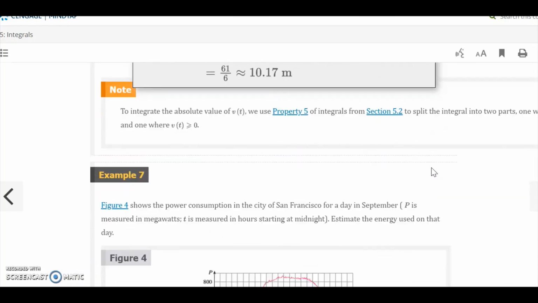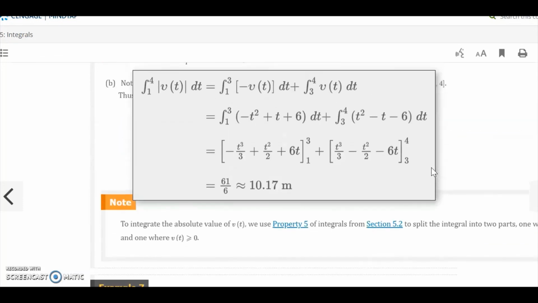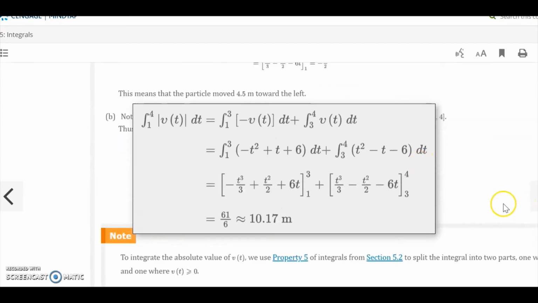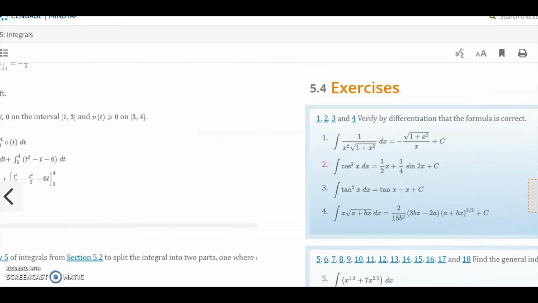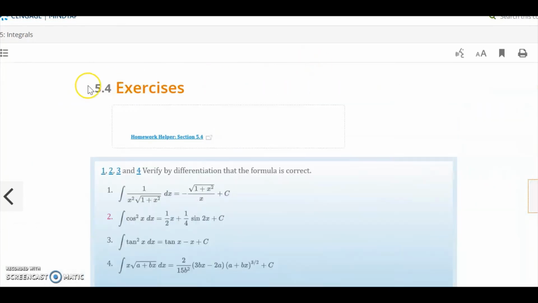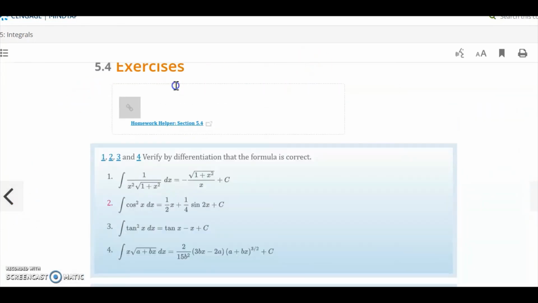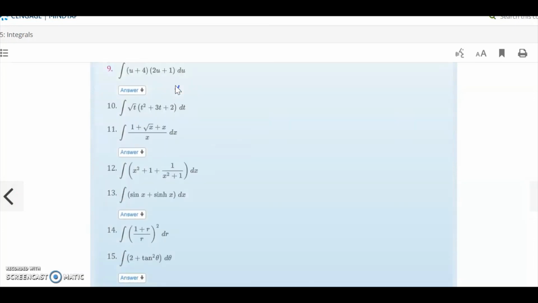So I hope this is clear. If you have any questions, especially on this example, let me know. But that's the main points that I want you to get from 5.4. There's always additional exercises if you want to practice those.